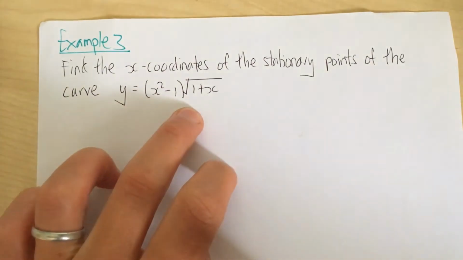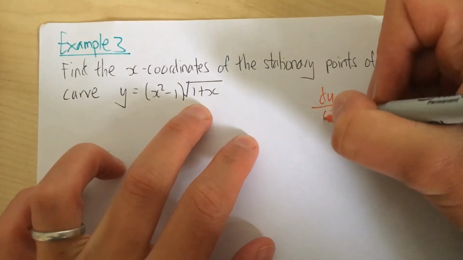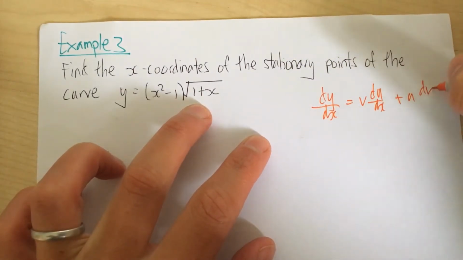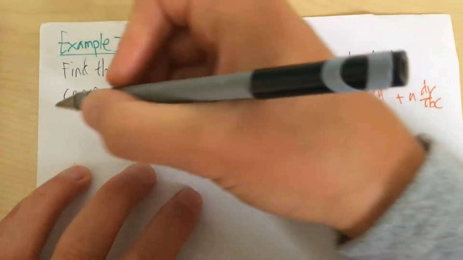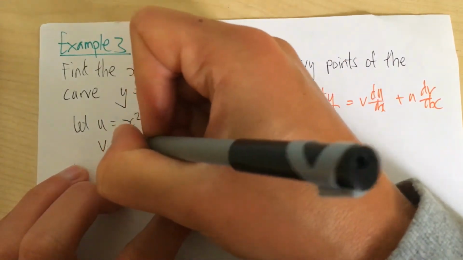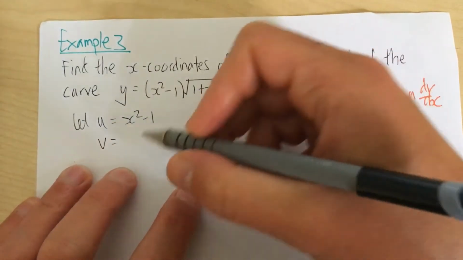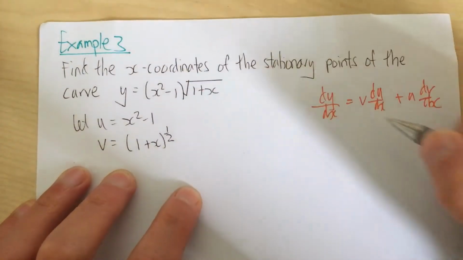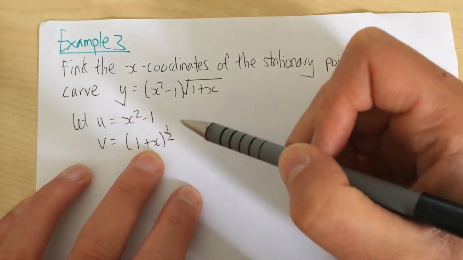How are we going to do that? Well, this is the product of two functions, so we're going to use the product rule. dy by dx equals v du dx plus u dv dx. Got to learn this off by heart. So here I'm going to say let u equal x squared minus 1 and let v equal the root of 1 plus x. I don't like it like that, so I'm going to write it as 1 plus x all to the power of a half, because a square root is equal to a power of a half.